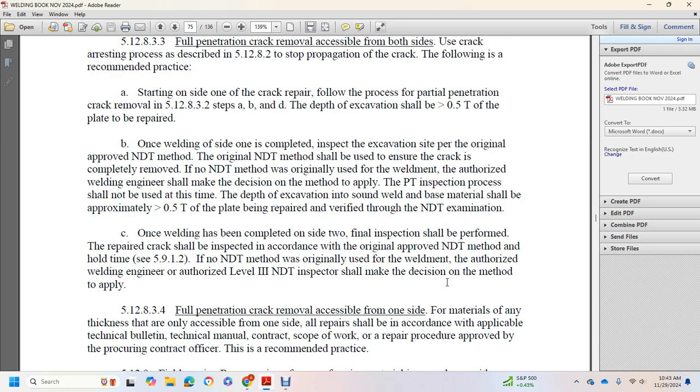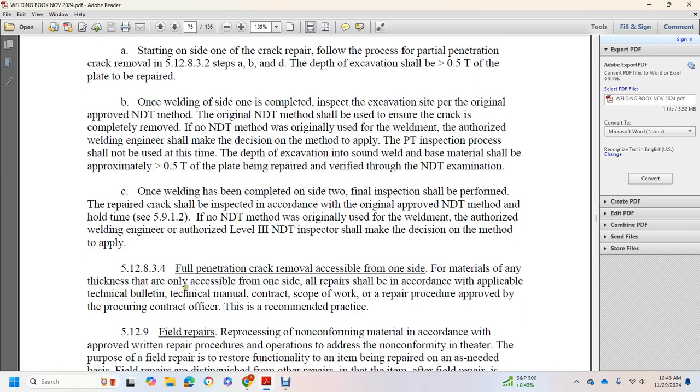Once welding has been completed on side 2, the final inspection is performed on the repair. Inspect the crack and the corner with the originally approved non-destructive test method. If no non-destructive testing was originally used with the weldment, the authorized welding engineer and authorized Level 3 non-destructive testing inspector shall make the decision on the method to apply. Full penetration crack removal, accessible on one side.